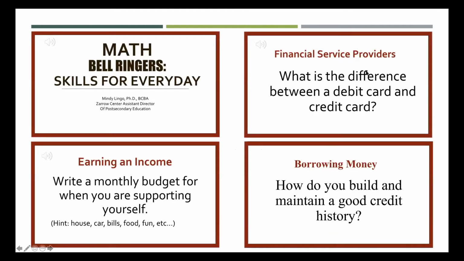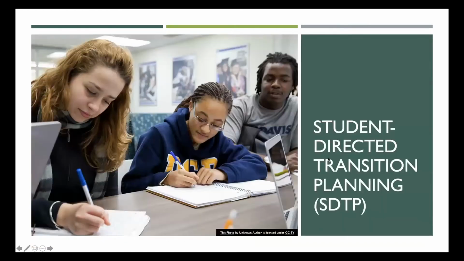So like the difference between a debit card and a credit card, writing a monthly budget, how do you build and maintain a good credit history? And like I said, these are things that all high schoolers need. My favorite one is, what is the difference between needs and wants? And I think that's so important. I always say even my husband could benefit from that bell ringer. So those are the bell ringers. And again, they're on the Teachers Pay Teachers website for free, and they're super easy to download.